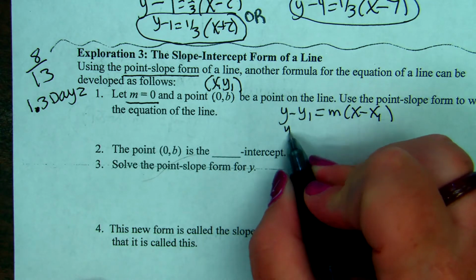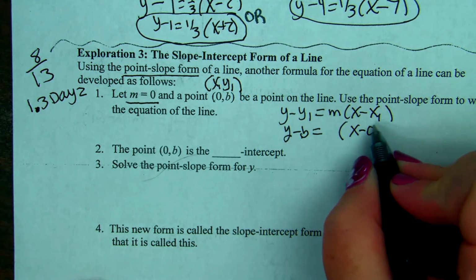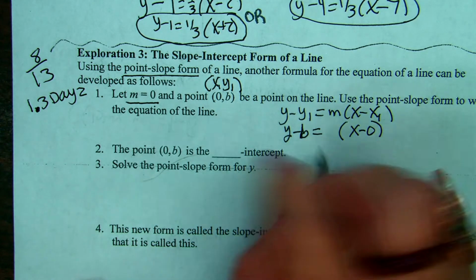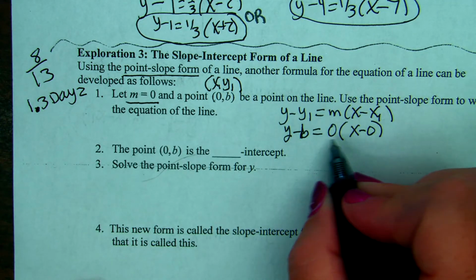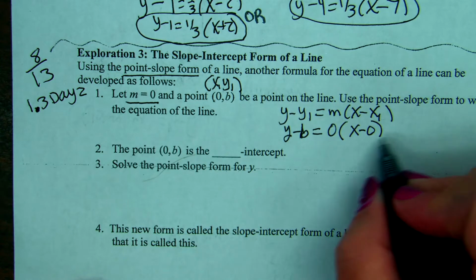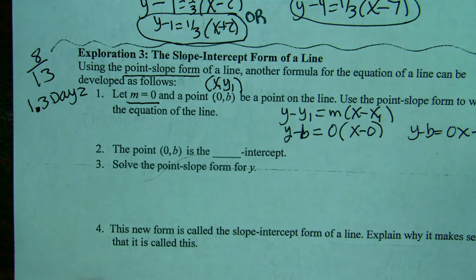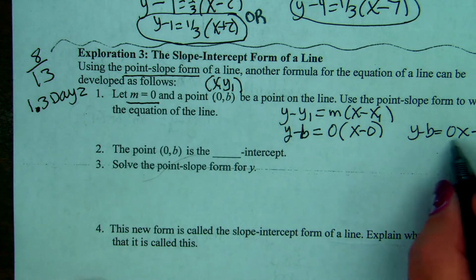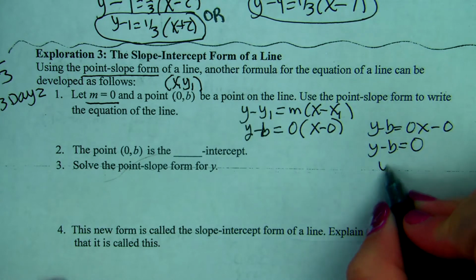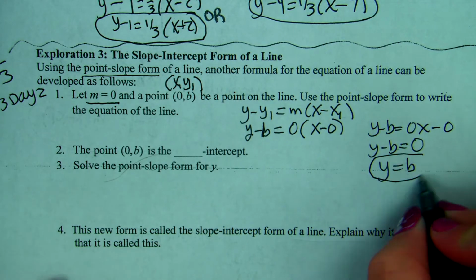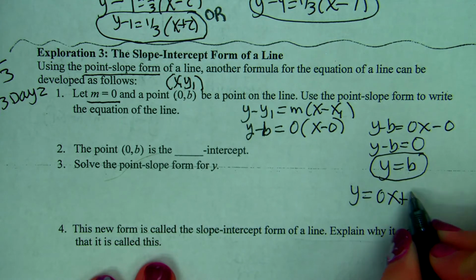You put in 0, b, so y minus b equals the slope times x minus 0, and you can distribute the slope. y minus b equals mx minus 0. You just get mx minus 0. This is 0. y minus b equals mx. So y equals mx plus b.